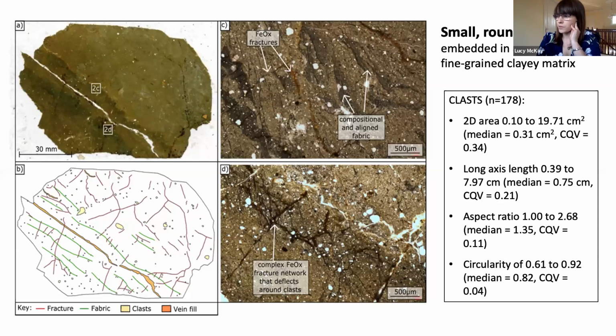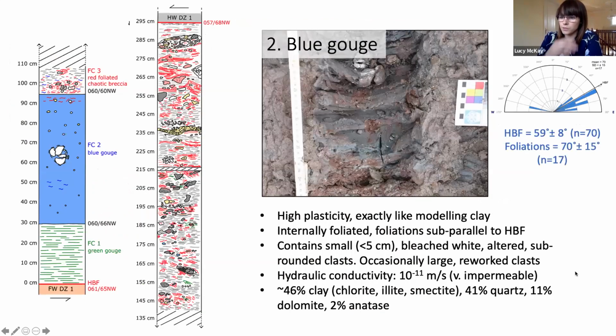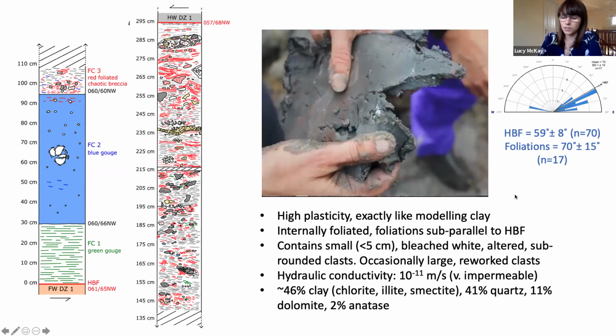All we need to remember is these clasts are very small and they're also circular. So moving slightly further away from the main slip plane of the Highland boundary fault, you come into this blue gouge, which is of high plasticity, and it's exactly like modelling clay. In fact, one member of our team even managed to model a fish in the field.